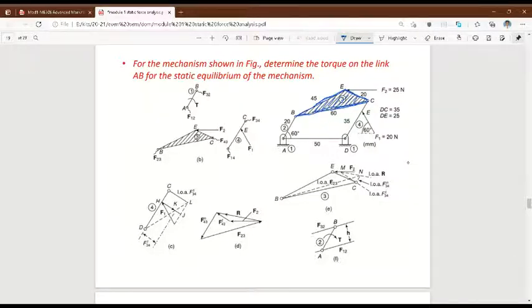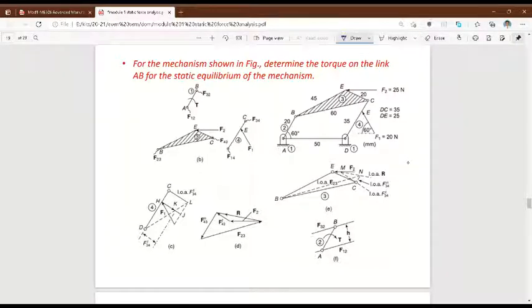Also, earlier in the first problem we had only one external force, on the member lever CD. But here we have one more force on point E. So how can we solve this problem? To solve this problem, we are going to use the principle of superposition.